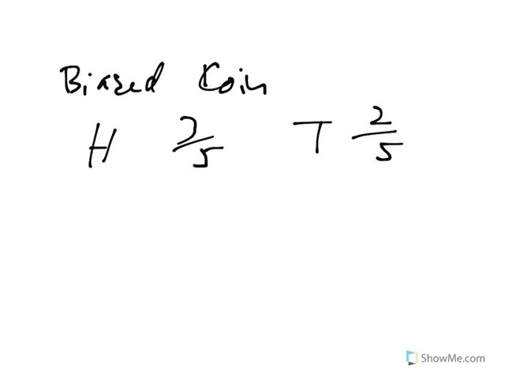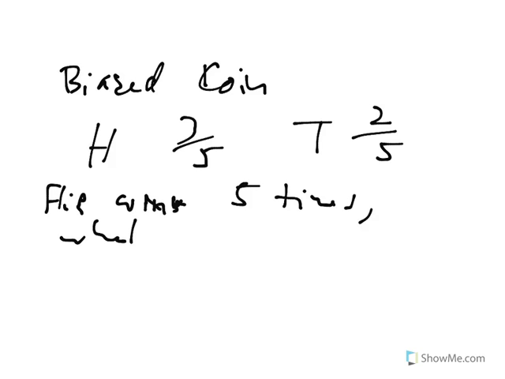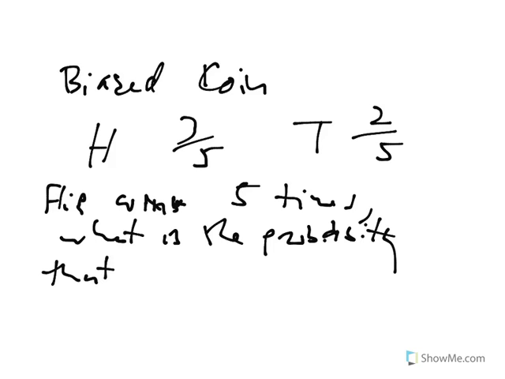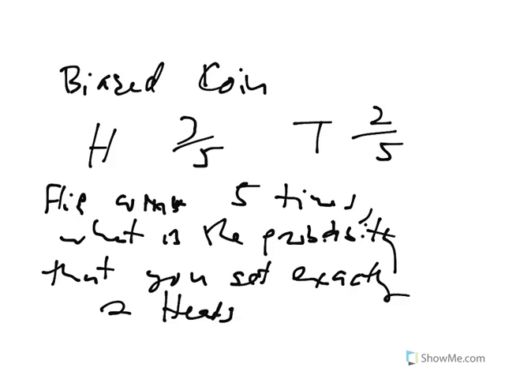And the way a Bernoulli experiment question goes is, if I flip this coin, I tell you how many times, so 5 times. What is the probability that I get exactly 2 heads? Implied in that is that the rest of them would have to be tails.